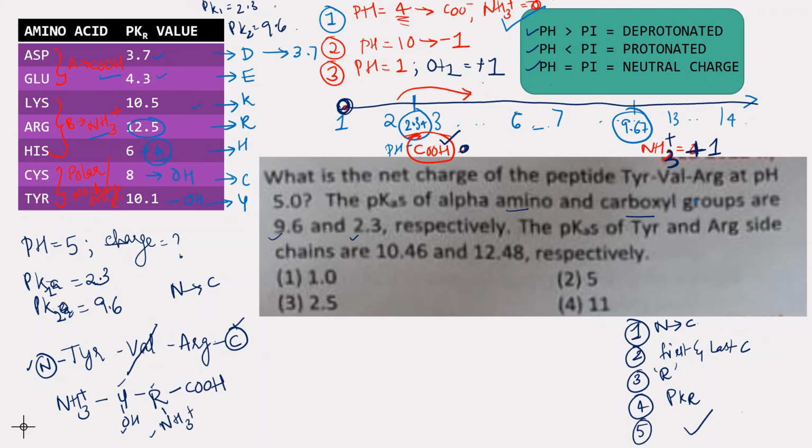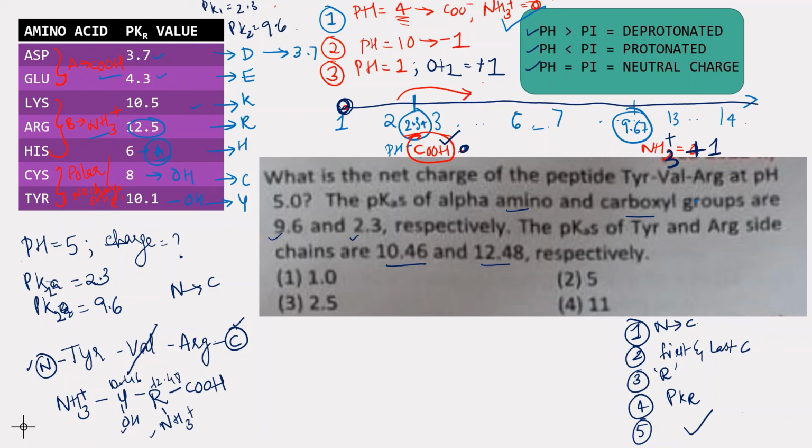So let's do the same thing. We have written in N to C form. Then we have considered the first and the last functional groups, and then we have written the R functional groups, and then we will write the pKr values. What is the tyrosine value? Sometimes it's given in the question. So tyrosine is 10.46. And what is arginine? 12.48.